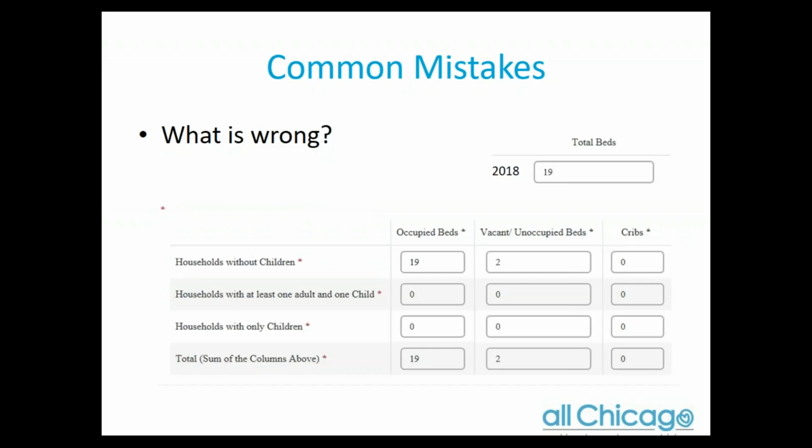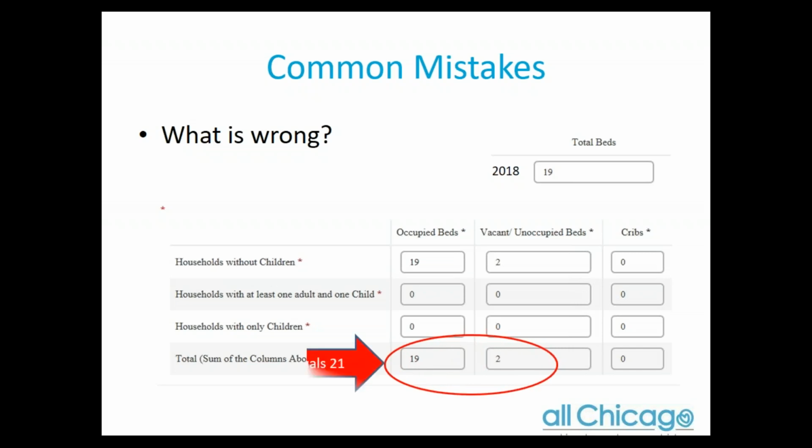All right, so now that we've gone through all the different sections, we'll take a chance to review a few common mistakes that we saw in 2018. So here we saw a program submitted that they had a total of 19 beds, but when they got to the occupancy section, they indicated they had 19 beds occupied and 2 were open. And then they brought down the 19 and the 2.